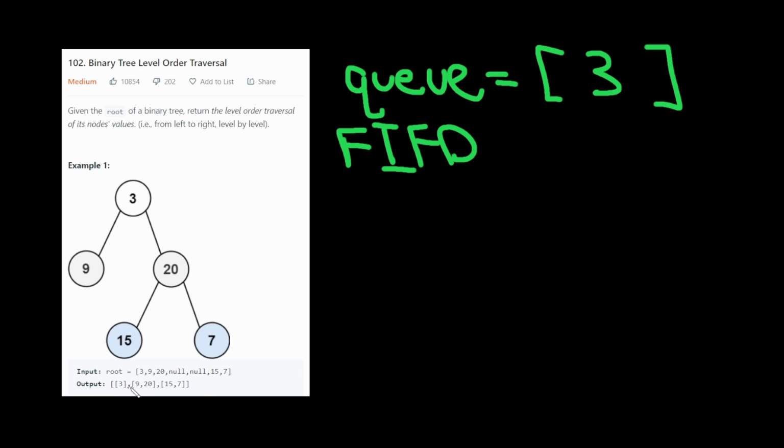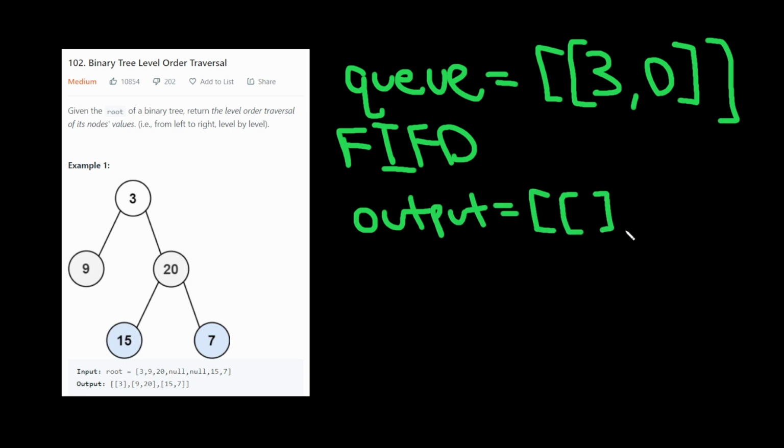Now the question is, how do we handle levels? So instead of just storing this 3 by itself in the queue, we're actually going to store the 3 plus the current level that we're at. So we're at 3, 0. And here's our output, and we're going to initialize it like this. So we get to this 3, 0. We're going to add this 3 to the output at this index 0. So now output looks like this, and we pop off the queue.